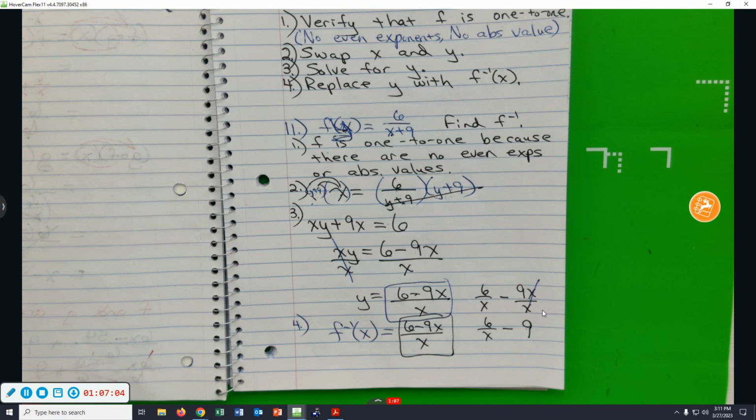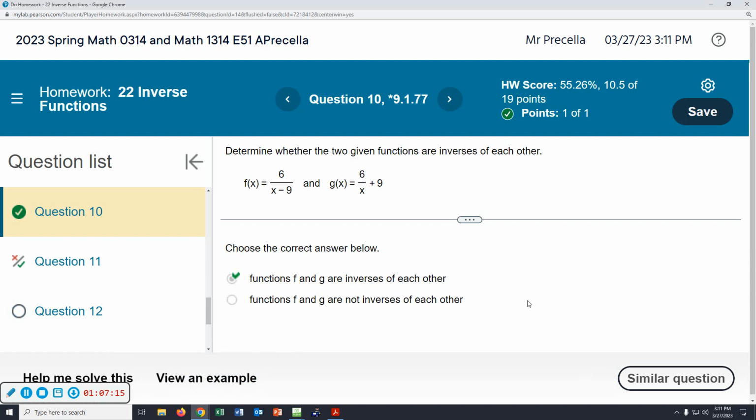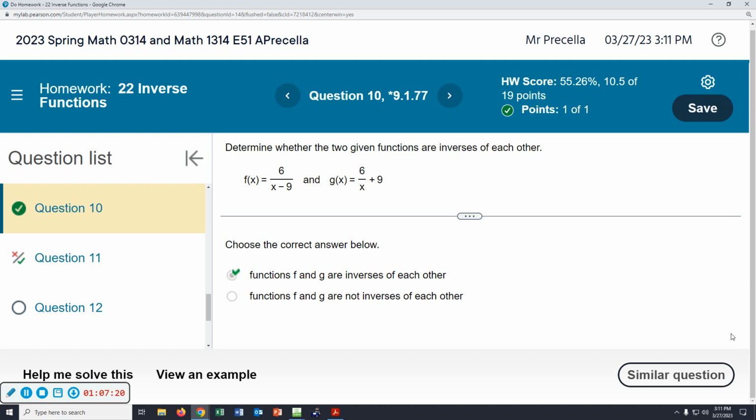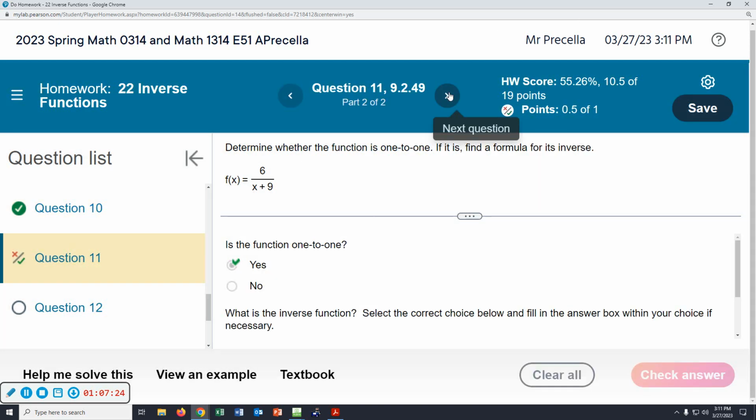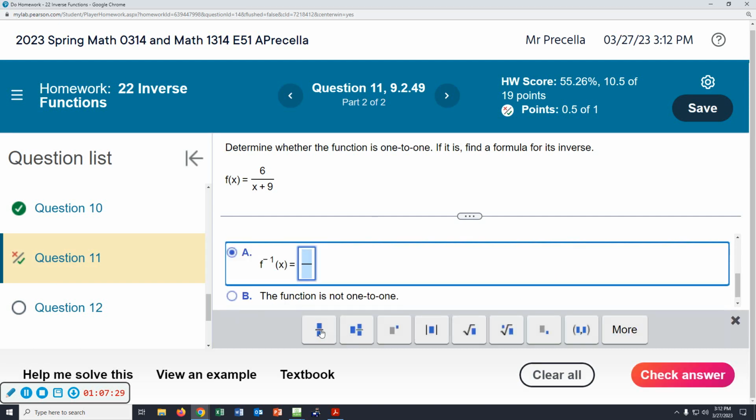But if you type in for number 11, if you type 6 over x minus 9, they're going to count it right. That's just not the form that I prefer, and it's not how I'm going to type in the answer. What's going on? It's not wanting to do. Go back to question 11. Oh, you're on 10. Oh, I'm still on number 10, all right. Okay. So now we click there. We have a fraction. 6 minus 9x is on top. And on the bottom we have an x.